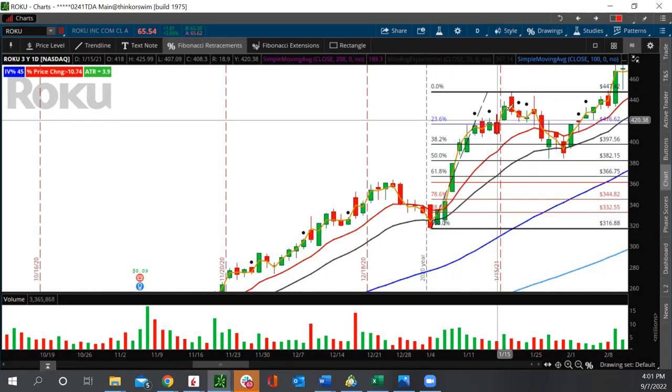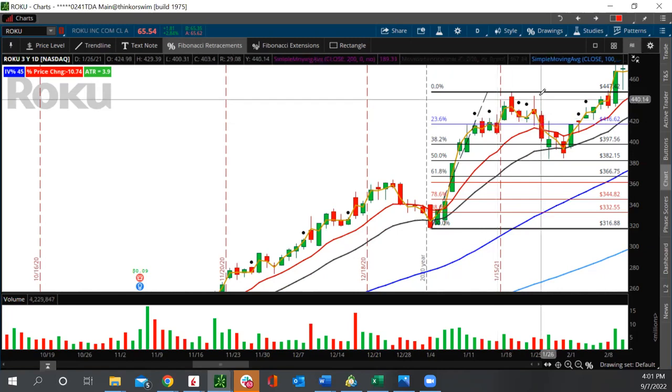So let me show you now. Before we move on off of the fib retracements, any questions on that before we get into the extensions? No questions so far. Okay.